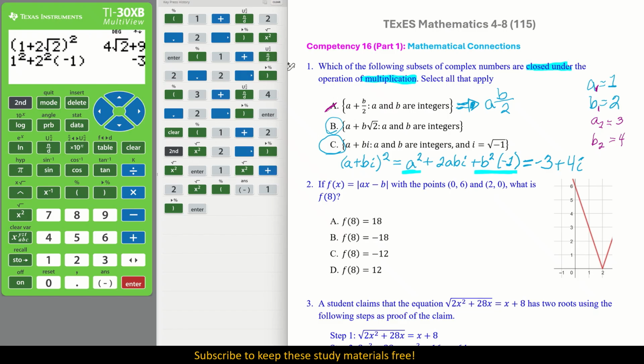Okay. If f of x equals the absolute value of ax minus b, with the points (0, 6) and (2, 0), what is f of 8, meaning when x equals 8? And they give you an image to help you. Now notice part of the image is cut off, and this is absolute value.